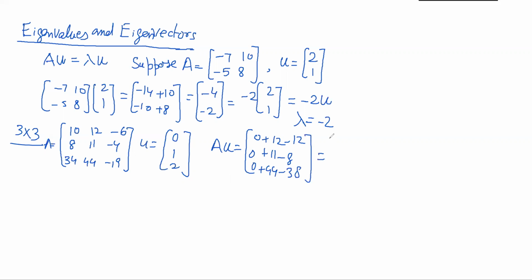So what we get is 0, 3, 6. Now from here we can take 3 as common, so this will be 0, 1, 2. And 0, 1, 2 is the vector U. So we can write it as 3 times U. So in this case, U is an eigenvector, and the eigenvalue is 3.